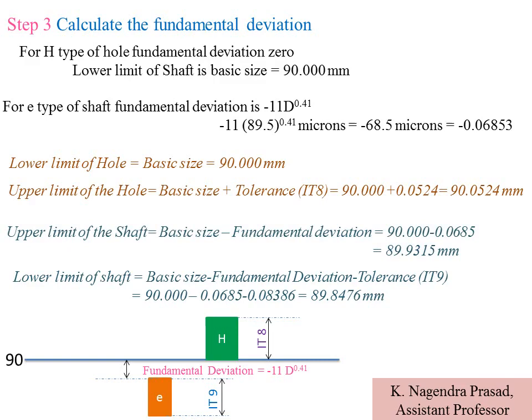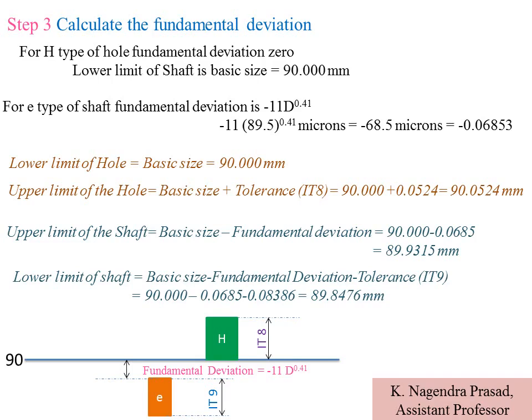Similarly, the upper limit of the shaft is equal to the basic size, that is 90 mm, minus the fundamental deviation. Here, don't get confused. We got the fundamental deviation value for the E type of shaft as minus 0.06853. Once again, there is no need to substitute minus of minus. The minus symbol indicates just below the basic size. So the upper limit of the shaft becomes 90 minus 0.0685, which is 89.9315. Up to here we have determined the first part of the problem.